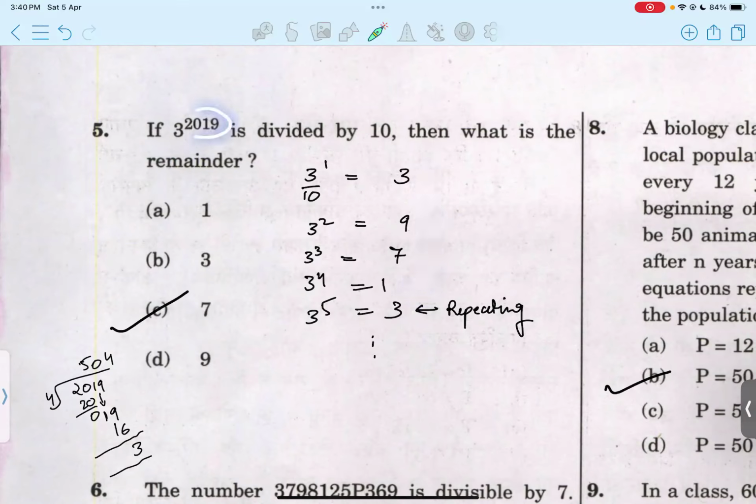So we will divide 2019 by 4 so as to form the number of groups. What can be the total number of groups that can be formed when we have 4 numbers in one single group? So it would be 504, and we will also be left with remainder 3. So this means we take the first 3 of the pattern, 3, 9 and 7. So when we stop here, the remainder would be 7. Option C.